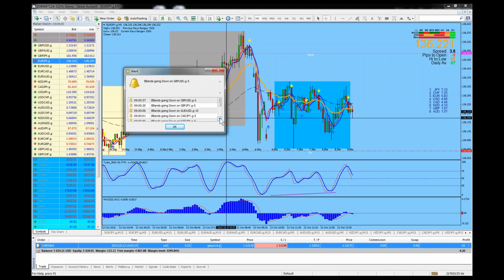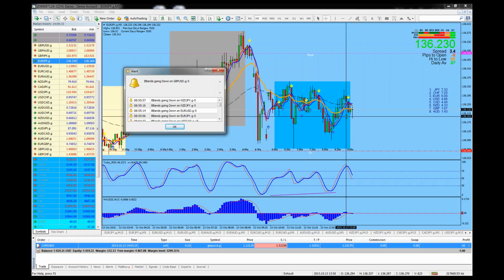Let me just drop down here and see if that signal was in this list. Or did I miss it? B-band's going down, euro yen. Okay, so that was 1355, which was 855. That was this signal.